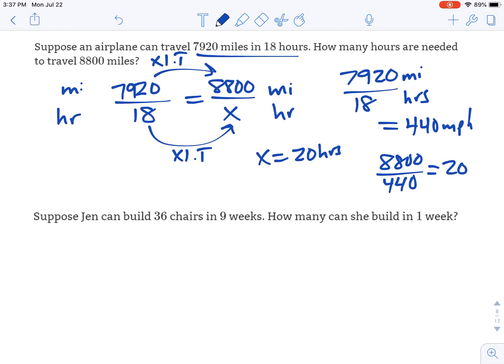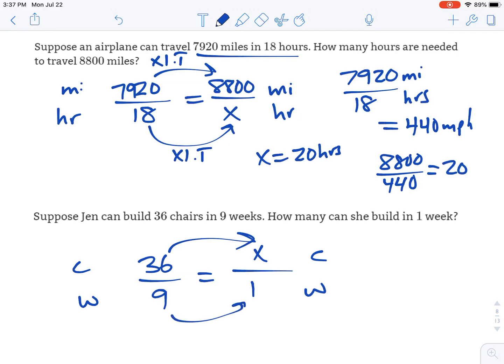For the last one here, same thing. We're going to write a proportion for this. So 36 chairs in 9 weeks. And it's asking about 1 week, how many chairs. So we just write our proportion like this with our units that are consistent. We find a scale factor by doing 1 divided by 9. And that gives us 0.1 repeating. We do the same thing up top. And our answer is 4 chairs. That's how many she can make in 1 week.